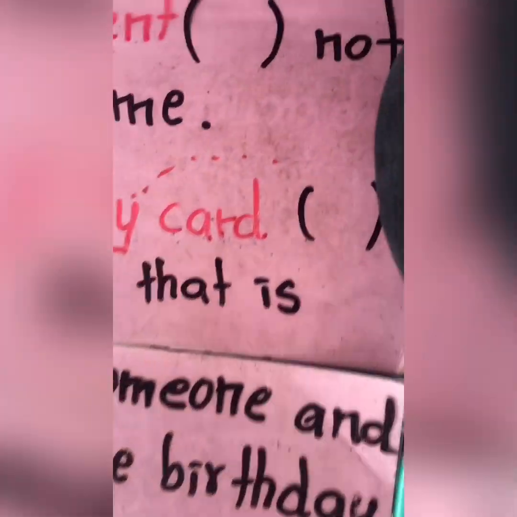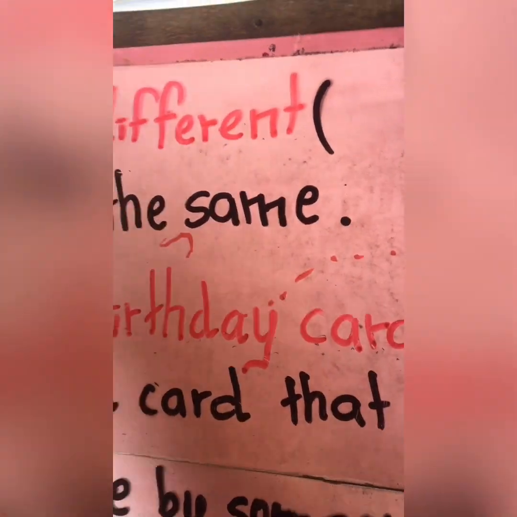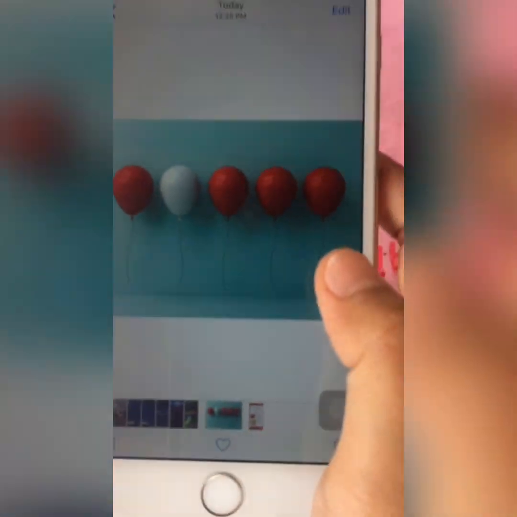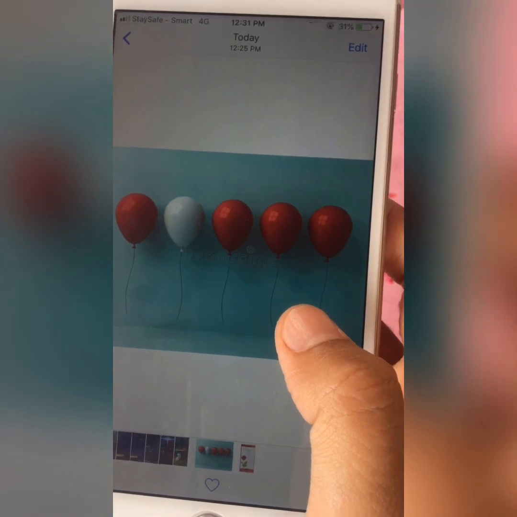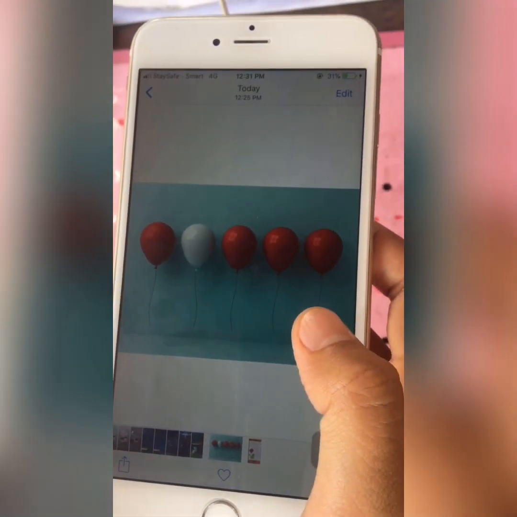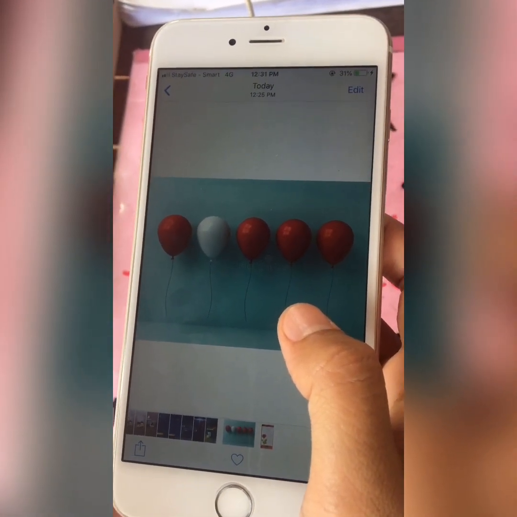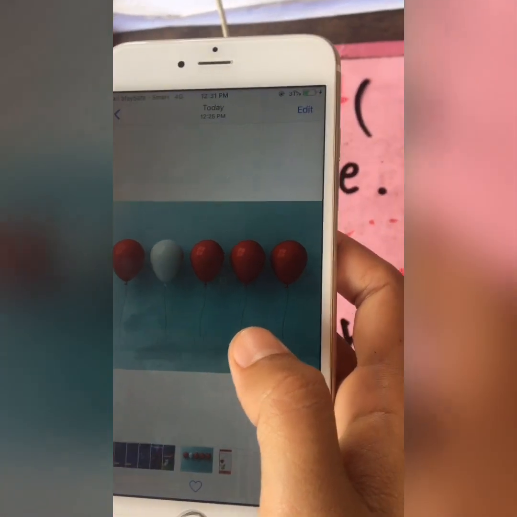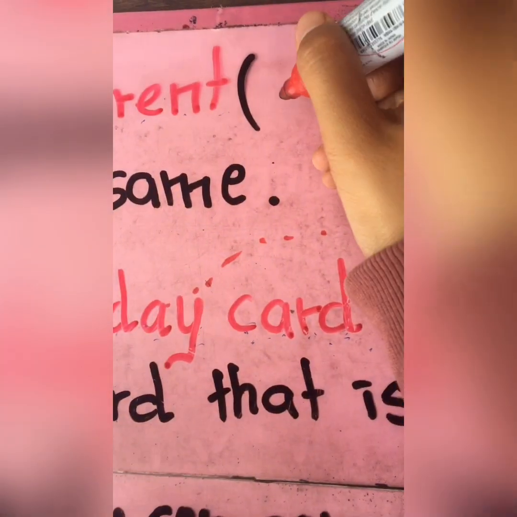So now let's go to the part of speech. What is the part of speech of different, everyone? Now I want to show you the word here. So what is the difference? So the color, right? Color is the difference between the balloons here. So different means that not the same. And then what is the part of speech? The part of speech is adjective.